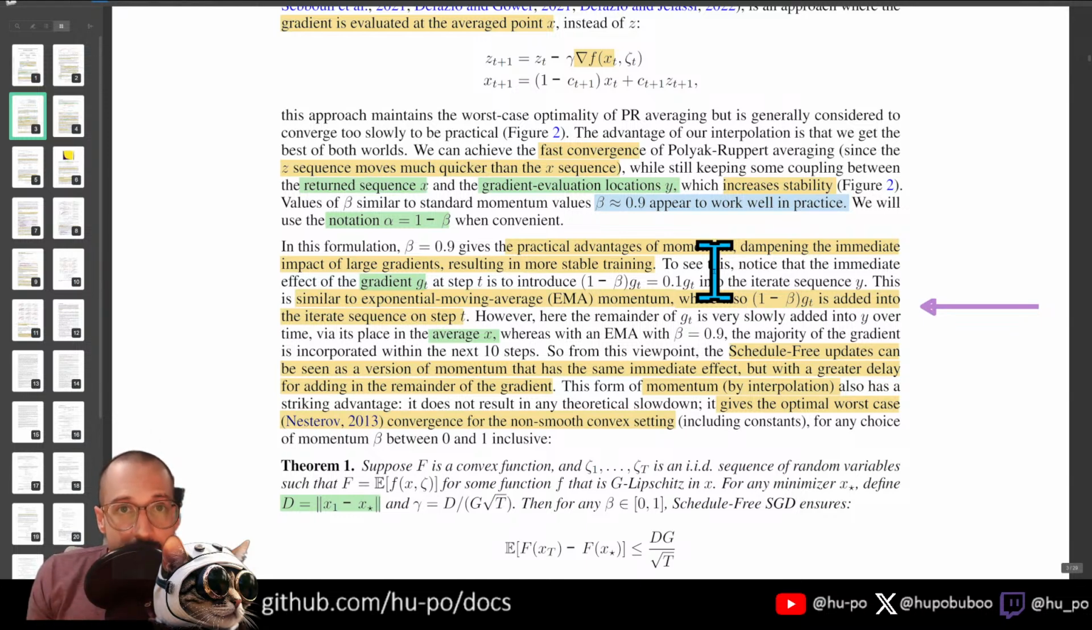Question from HG Hask. So it has the same hyperparameters as Adam? Pretty much. It has no additional hyperparameters, but it still has this beta momentum hyperparameter. And then a question from Tomcat here.